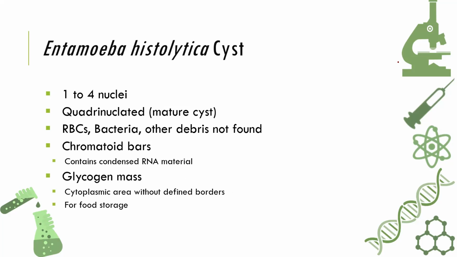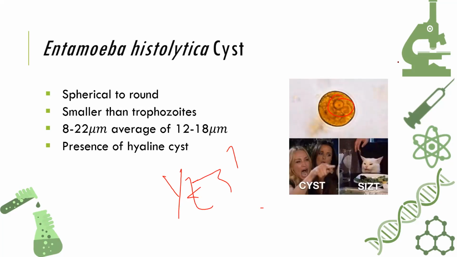Okay, to make it deeper, our Entamoeba histolytica is classified as a quadrinucleated entamoeba or amoeba. What do we mean by quadrinucleated? It means that it can possess 1 to 4 nuclei. Kanina, I've shown you this one. This is the nucleus, no, nuclei. 1 to 4, kaya na magkameron.